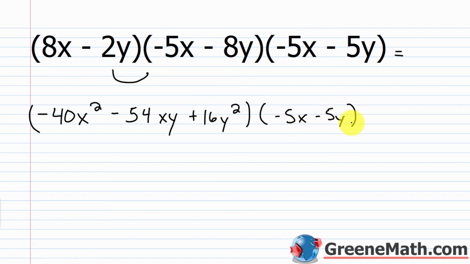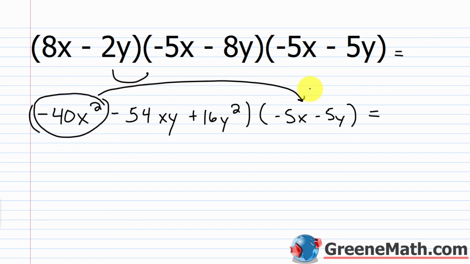So I can't use FOIL here because I have a binomial times a trinomial. FOIL does not work. Please don't try that. You've got to use the original method that we talked about. So you're going to take each term of this and multiply by each term of this. So I'll do negative 40x squared times negative 5x. That's going to be 200x cubed. Then negative 40x squared times negative 5y. That's going to be plus 200x squared y.